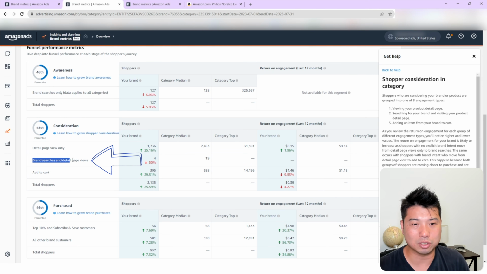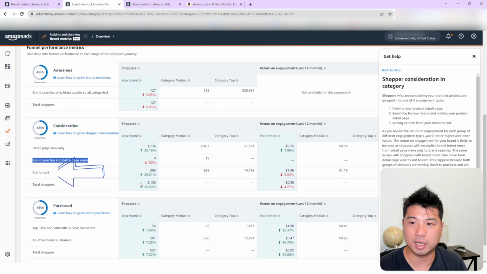And then there's brand search and detail page. So basically they'll search for our brand and visit our detail page. It seems like only 4. Again, this product is relatively new and this brand is not that well known yet.